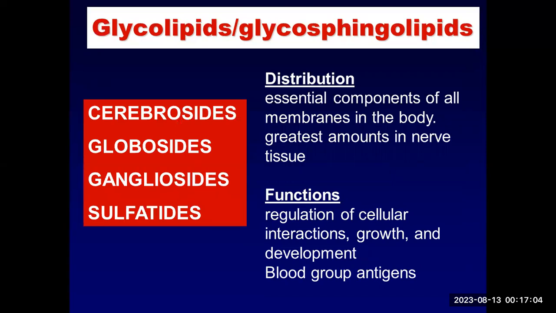We have 4 types of different glycolipids: cerebrosides, globosides, gangliosides, and sulfatides. Their distribution: they are essential components of all membranes in the body, with the greatest amount in nerve tissues. Their function is regulation of cellular interaction, growth and development, and body blood group antigens.